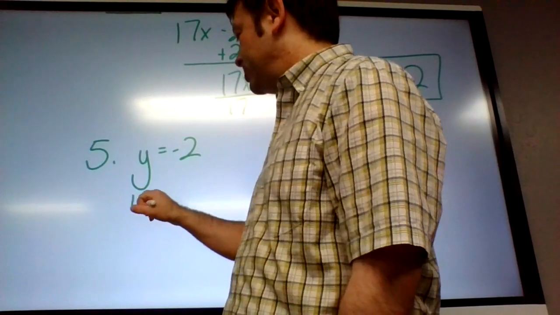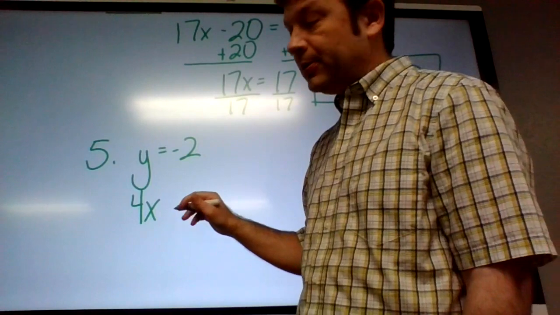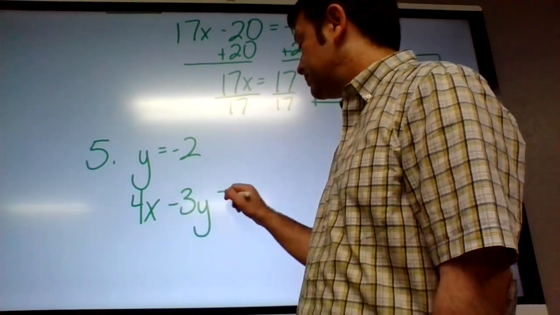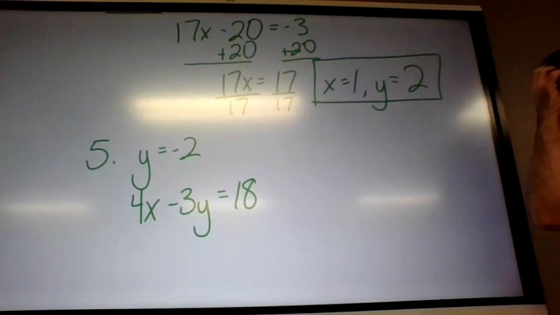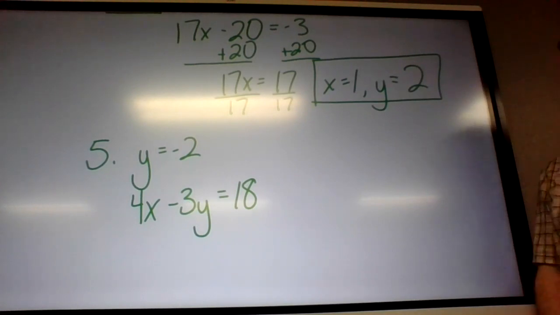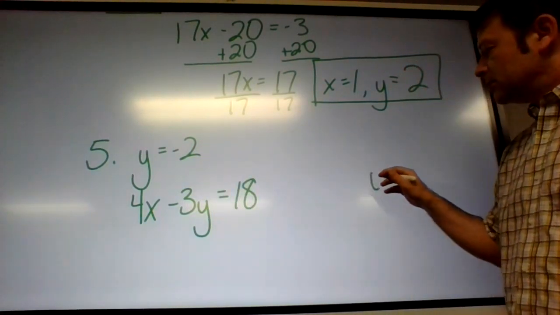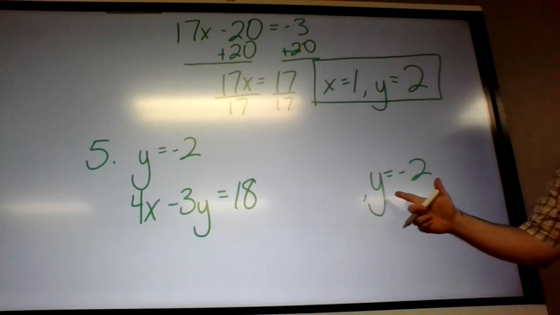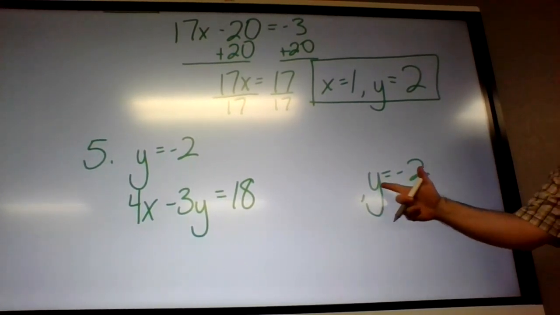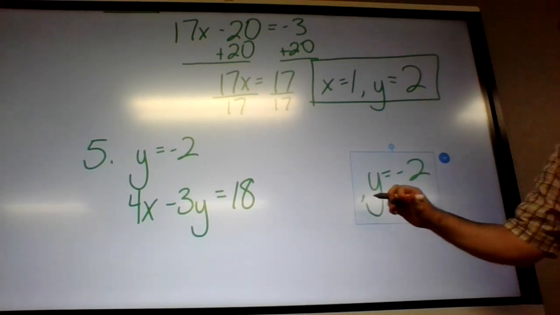Okay, 5's a little bit weird, but it's actually easier than the other ones. Negative 3y equals 18. Okay, so it just says y equals negative 2. Well, what does that tell us? It's a straight line. Well, yeah, we're not graphing though. Not thinking about it graphically right now. Y equals negative 2 is going to be the y value. That's like half our answer.